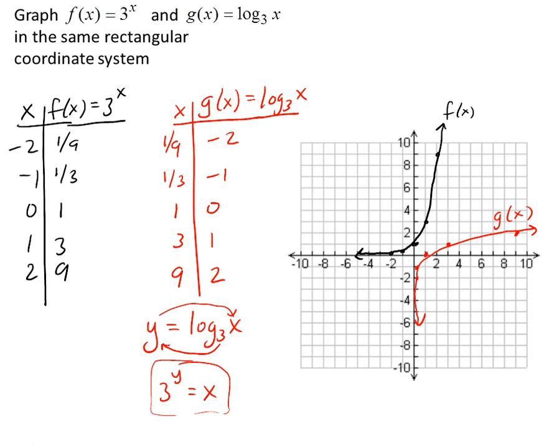And then finally, just so we can see how they are mirror images or reflections of each other over the line y equals x, I'll go ahead and sketch that line in there as a dashed line.